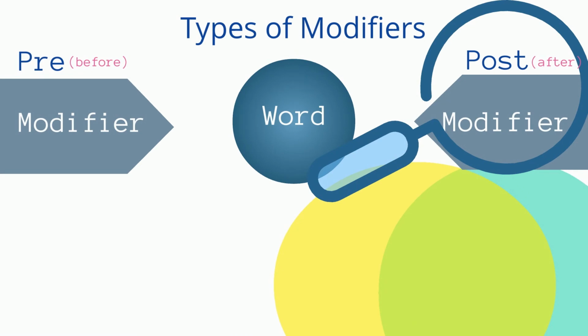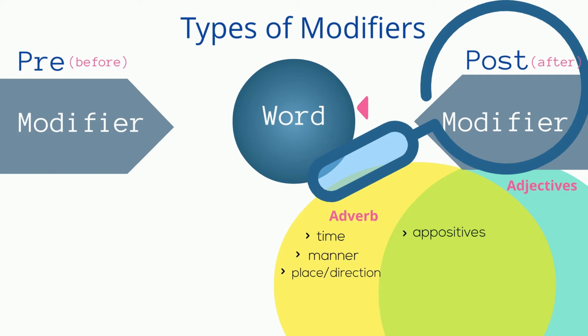Post-modifiers are modifiers that come after the word they modify. Customarily, adverbs come after the verb and modify them. However, some adjectives also come after the noun and modify them. Most of the adverbs of time, manner, and place or direction usually come after the verb they modify.